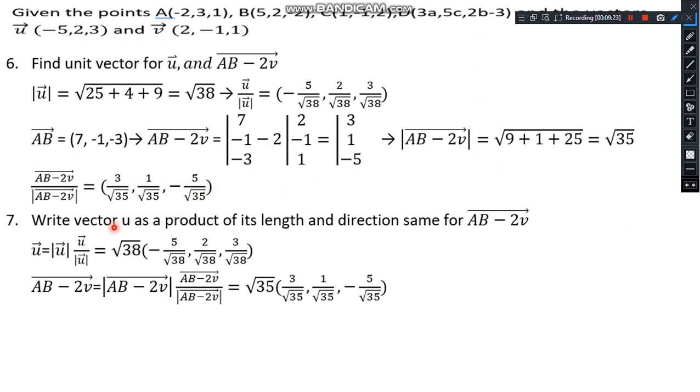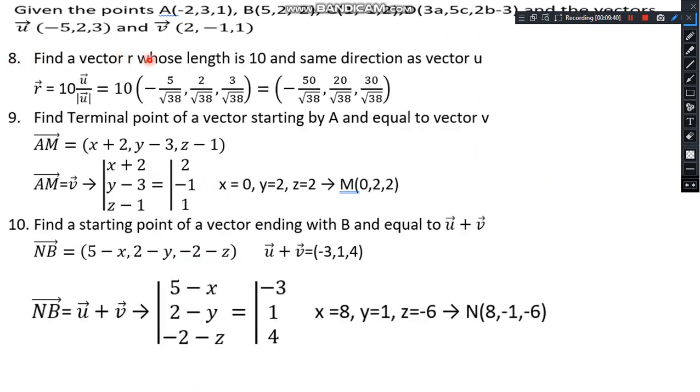Write vector u as a product of its length and direction. So vector u equals norm u times its unit vector, so root 38 times the unit vector. And here the same story: you multiply root 35 by this one. Here find the vector r whose length is 10 and same direction as vector u, so you multiply 10 by the unit vector. Find the terminal of a vector starting at A and equal to v, AM equal to v, you need to find M. So x plus 2, y minus 3, z minus 1, you're going to get it. And the last one here, you can do it by yourself.